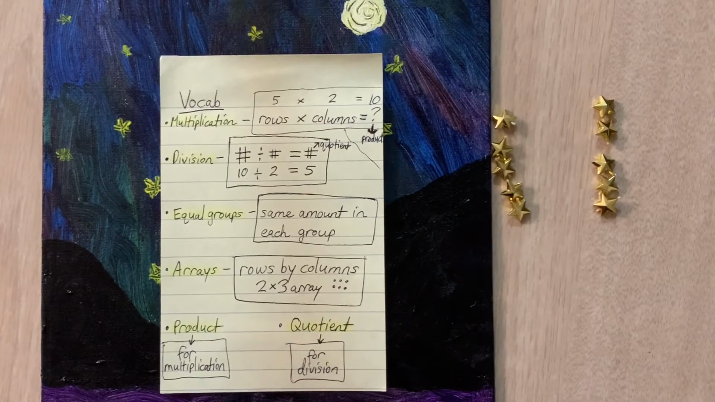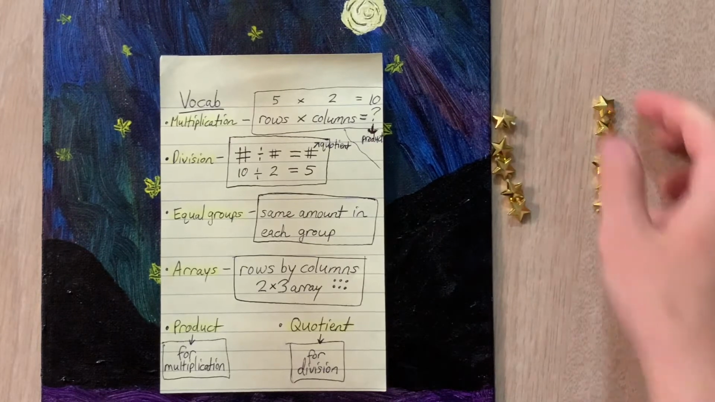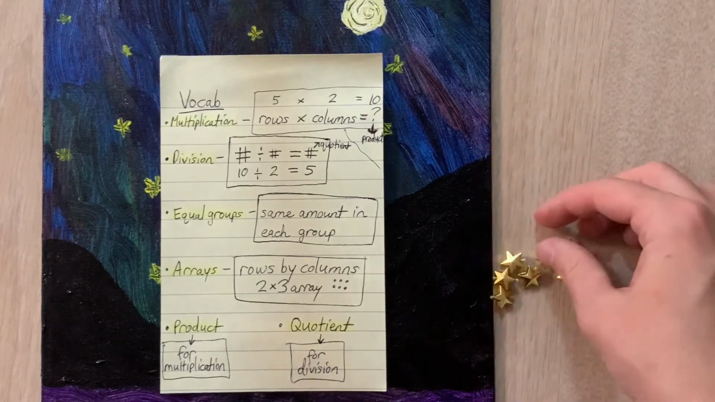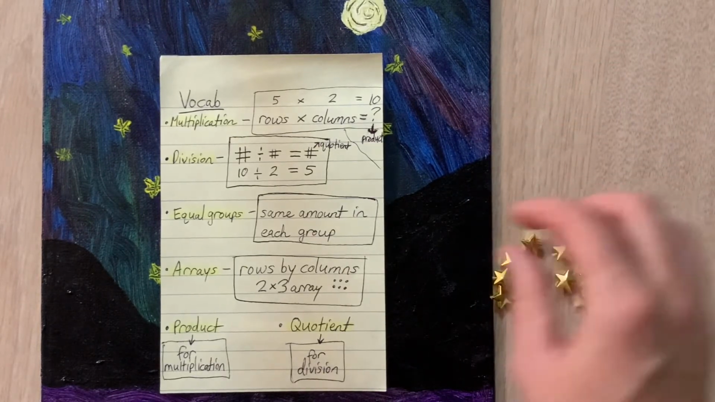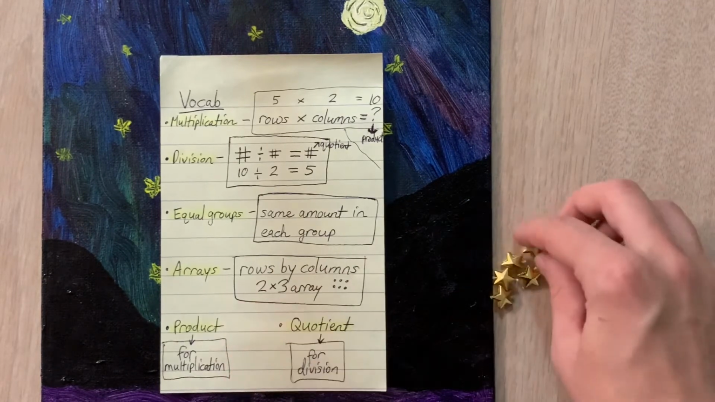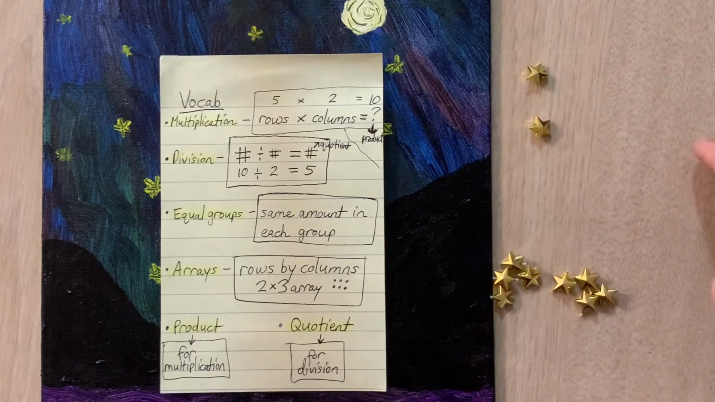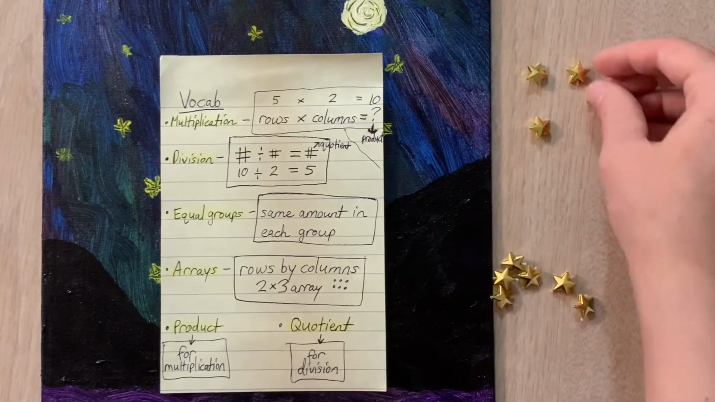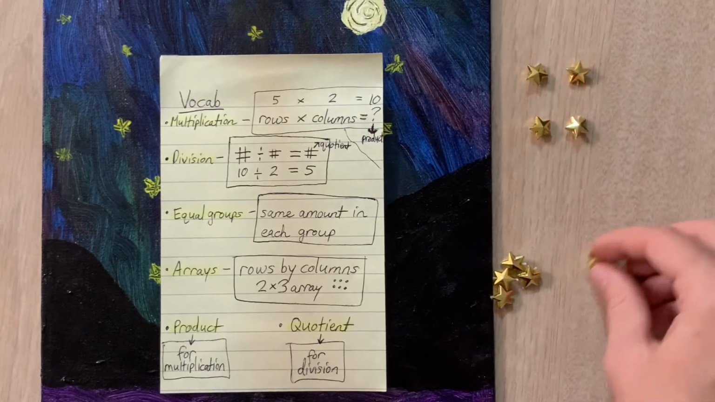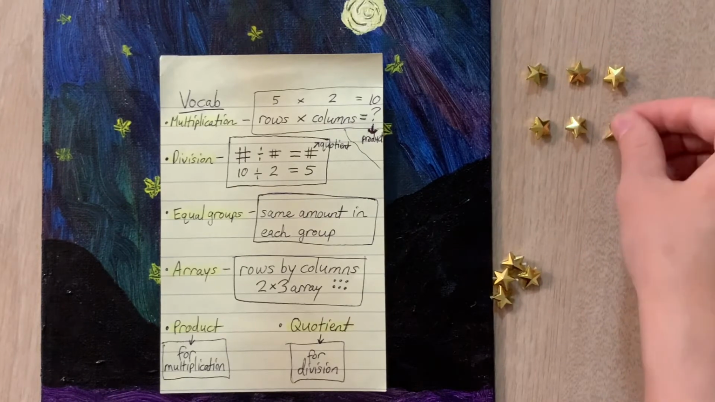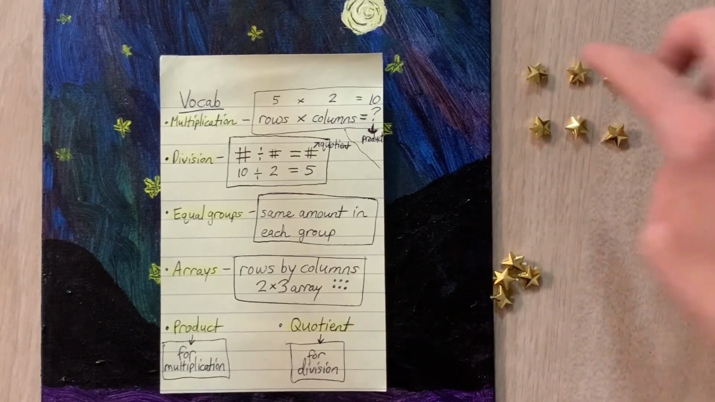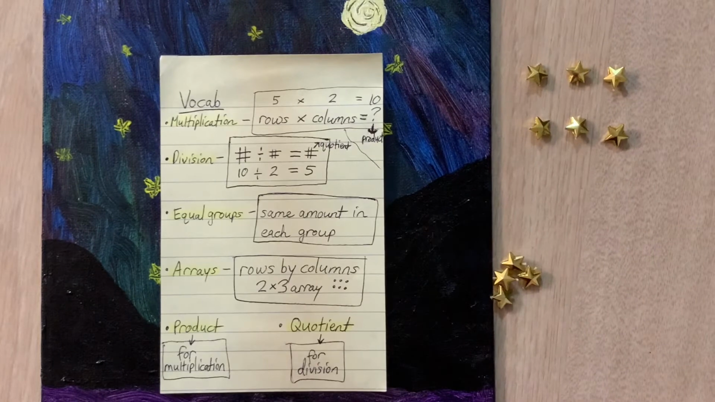Another vocabulary word is arrays, which are rows by columns. So if I wanted to do a 2 by 3 array, that means I would have 2 rows and 3 columns. So I have 2 rows here, 1, 2, because rows go horizontal, and I'm going to add on some extra columns so that there's 3 columns total. So 2 rows, 3 columns, which makes a 2 by 3 array.